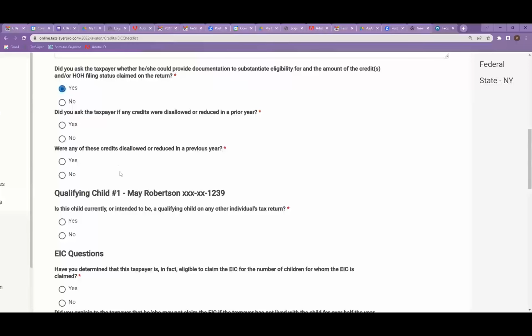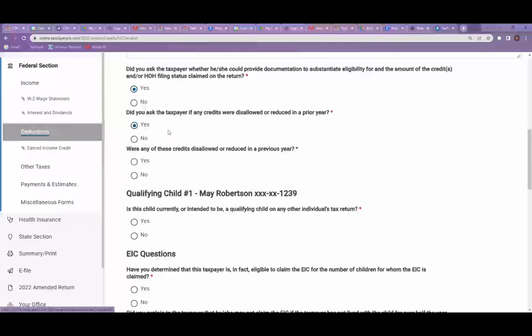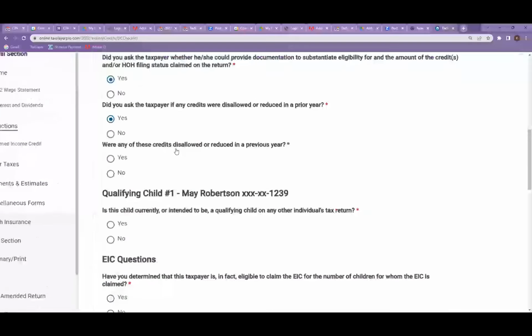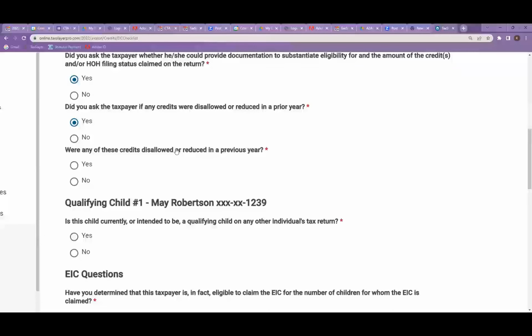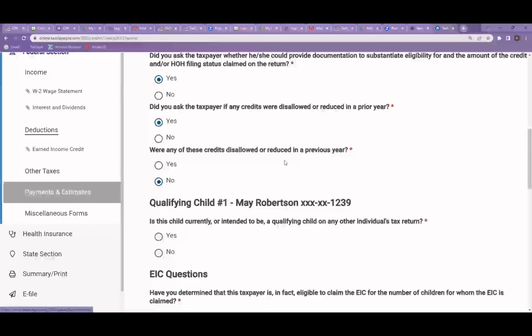Were any credits disallowed? That was a question on page 4 of the checklist. No. The answer is no. Yes. Oh, I'm sorry. Did we ask the taxpayer? Yes. Were any of these disallowed? The answer is no. That's it. The answer is no to that. That's it. I'm sorry, I mixed up the questions.